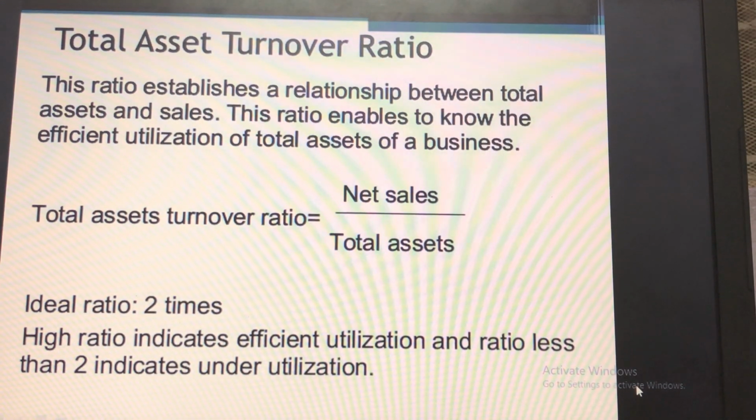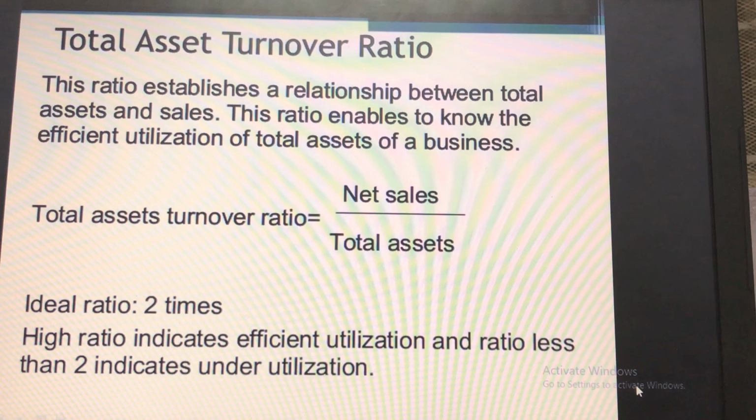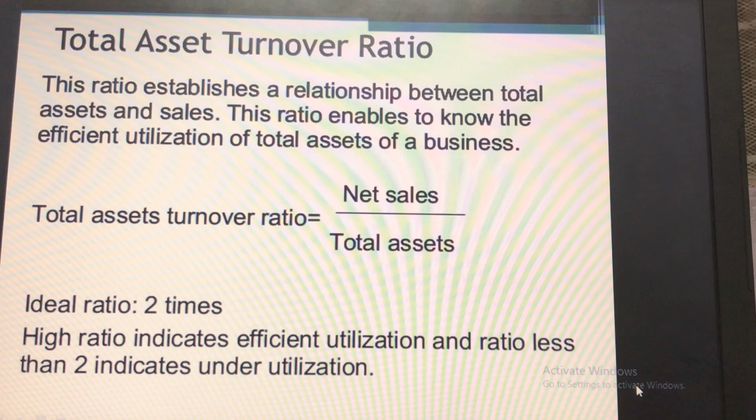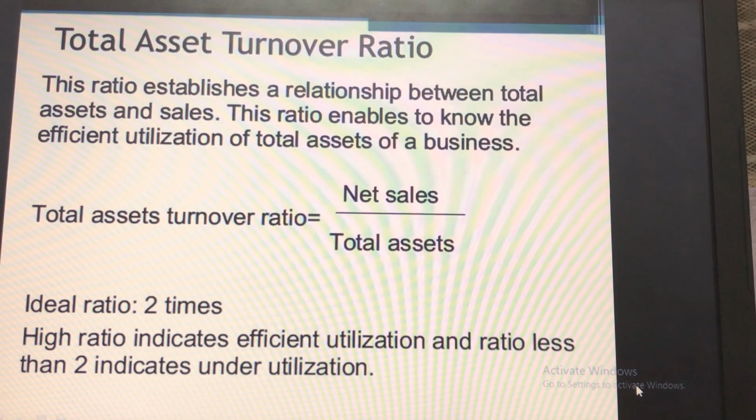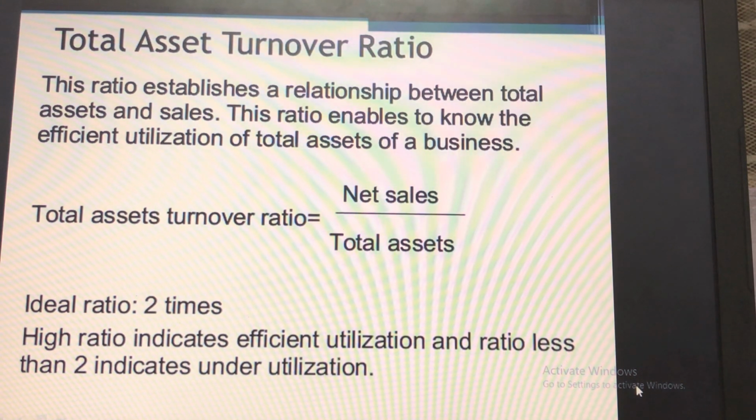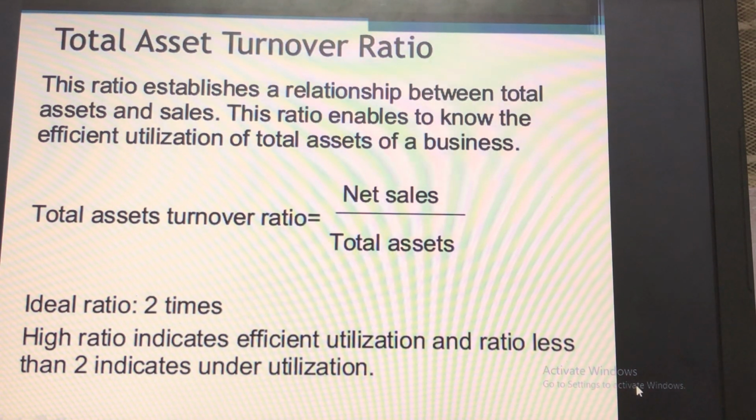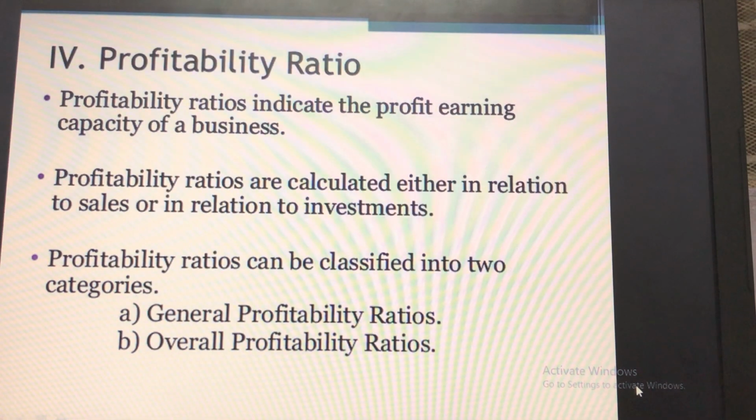Total assets turnover ratio. This ratio establishes a relationship between total assets and sales. This ratio enables us to know the efficient utilization of total assets of a business. Total assets turnover ratio is equal to net sales divided by total assets. A high ratio indicates efficient utilization and a ratio less than 2 indicates underutilization.